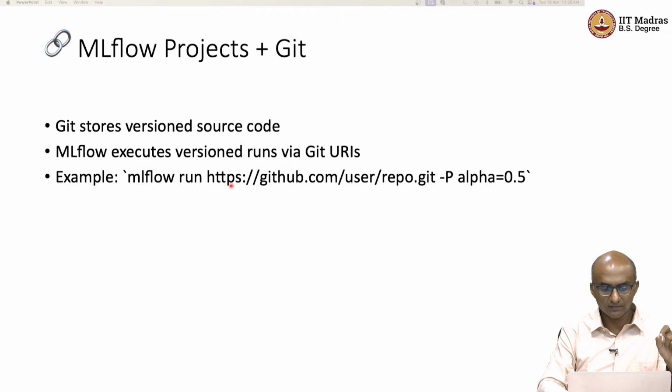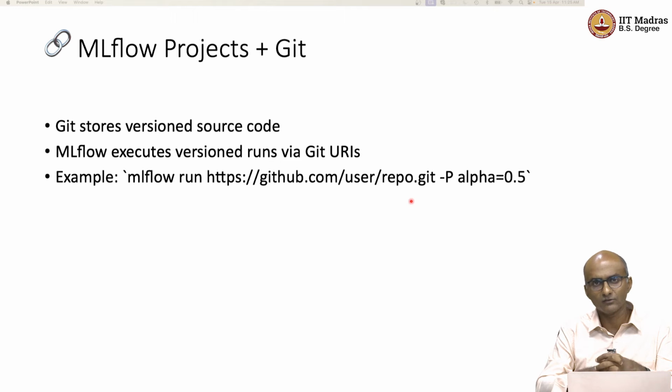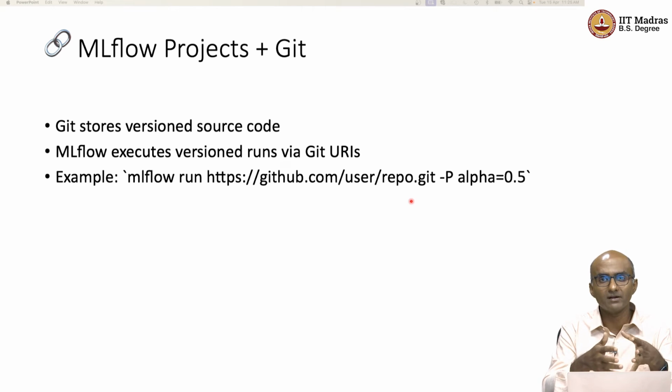So for instance, let's assume that the code is stored in a repo.git repository. So the MLflow execution for that code using projects would run from that particular repo with some particular hyperparameter values, and then projects would record all of this information and track it using the tracking component that we saw earlier. So that's how it's complementary to Git.